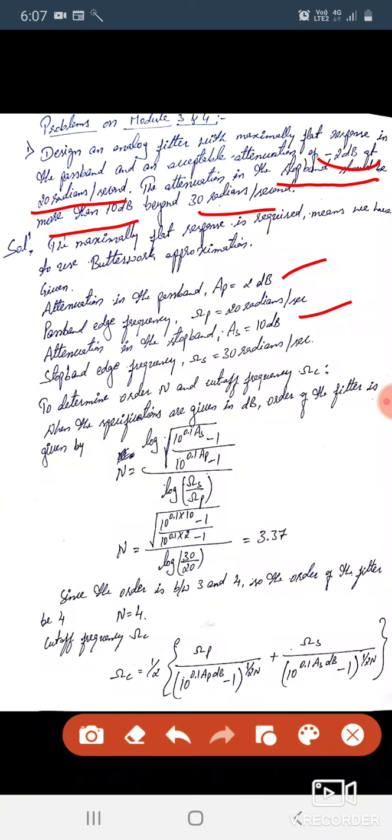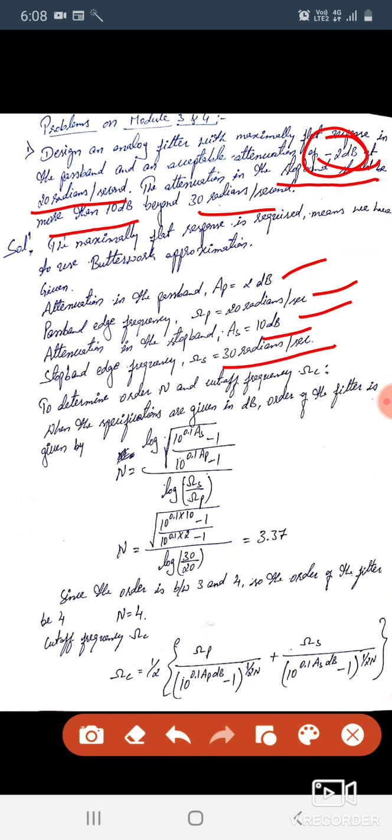Based on that we wrote what is given, that is attenuation in the pass band of 2 dB. Next, the pass band edge frequency is taken as omega p, which is 20 radians per second. Where we are going to stop, that is attenuation of 10 dB at the stop band edge frequency of 30 radians per second. Okay, based on this we have to design our filter.